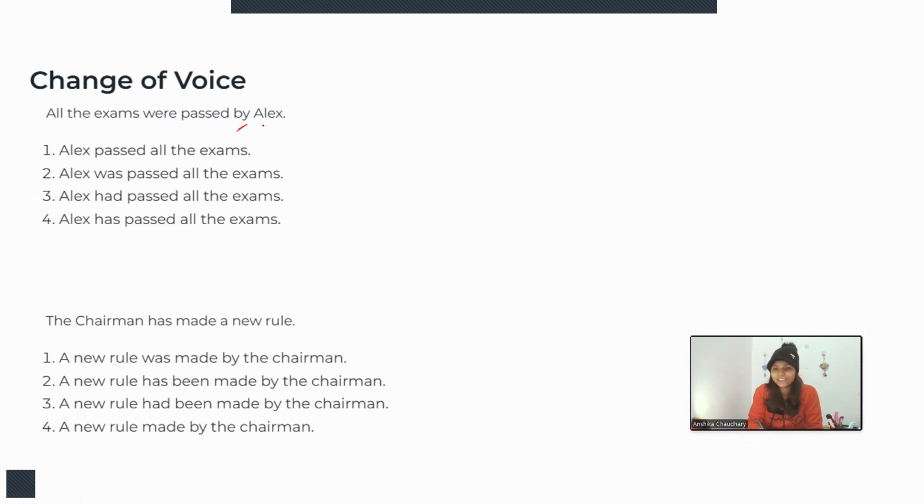So we know that while changing voice, first of all, the subject will become object and the object will become subject. So here the object is Alex. We will convert it into subject. So Alex will come first, right? Then the main verb. So the main verb is here in past, right? The sentence is given in the past.